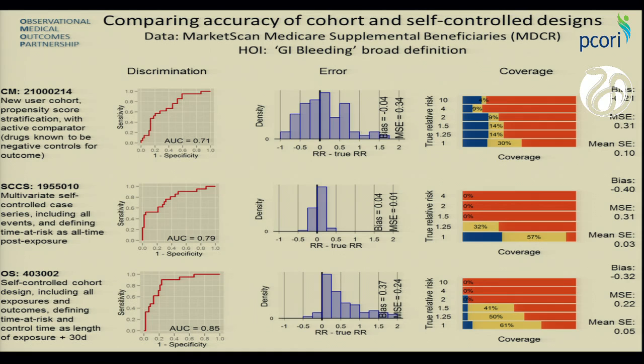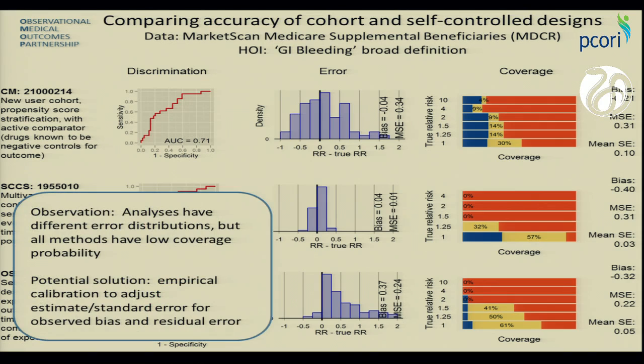Now, what we've observed consistently in all of our studies is that depending on which method you choose, which database you apply, and which outcome you're studying, you're going to observe different types of error. And those errors are going to influence the way you interpret your results. Now, there are two directions we can go from this.